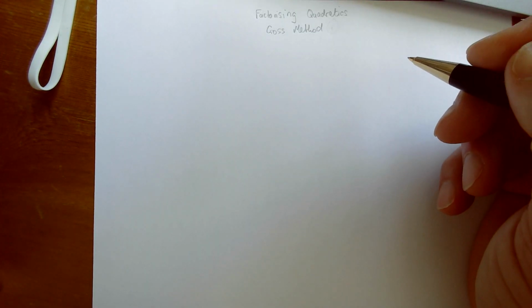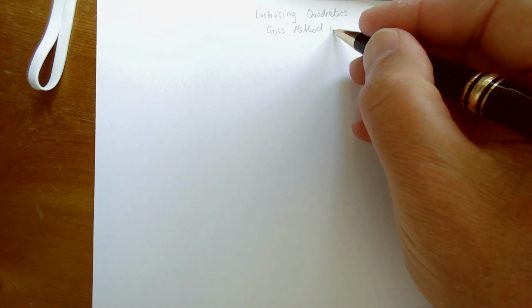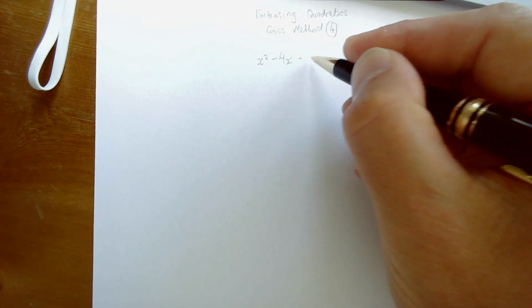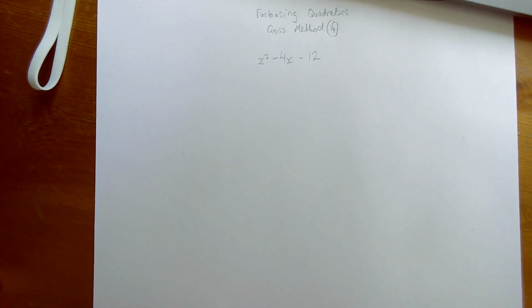Welcome to this video on factorising quadratics using the cross method, and this is the fourth video I've made on this topic. In this video we are looking at quadratic expressions where the middle and final term are both negative. For example, we have x squared minus 4x minus 12.